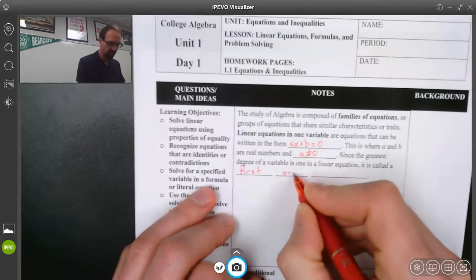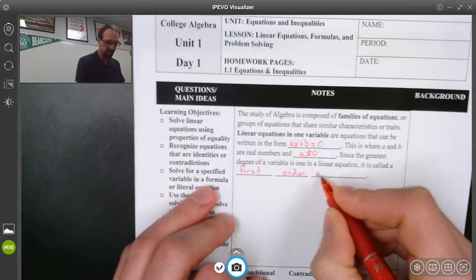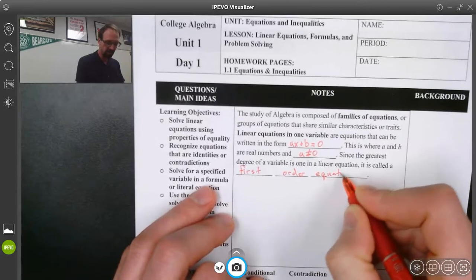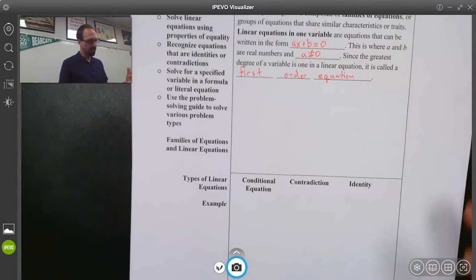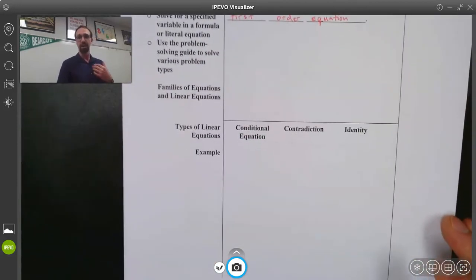First-order equation. You have seen these before. This is mostly a review of previous material. We can have three different types of linear equations. One's called a conditional, then we have a contradiction, and then we have an identity.